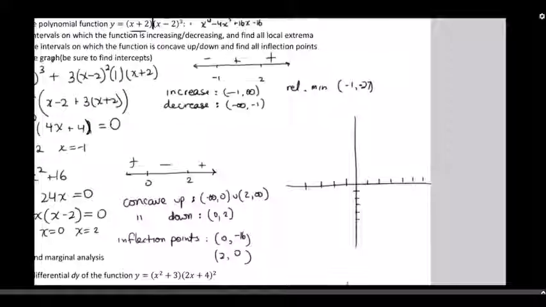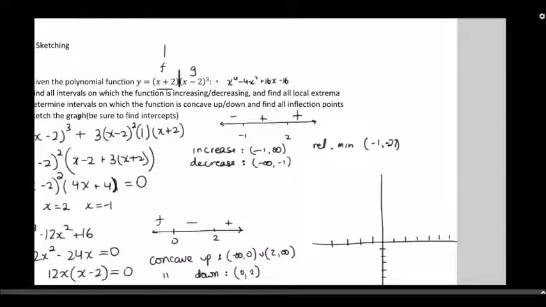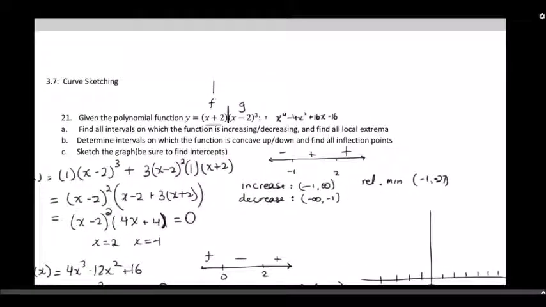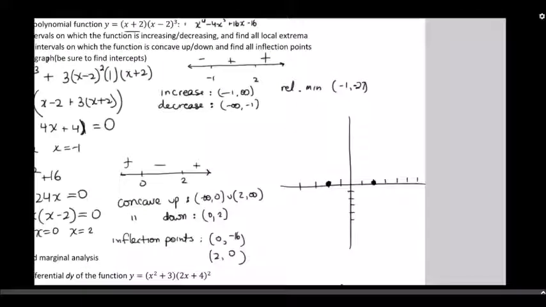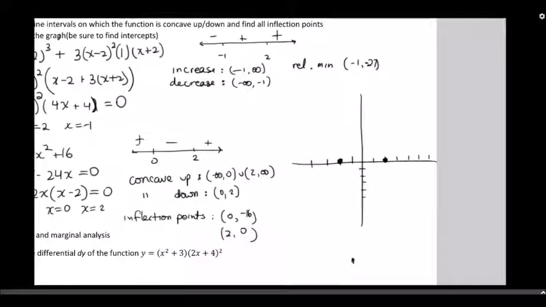Oh, one other thing we need to find before we graph this are intercepts. So, coming back to the original function here, the x-intercepts are going to be negative 2 and positive 2. And we're going to have a y-intercept at negative 16. So let's see, here's my local min. And let's say that that's at negative 27. Let's say that the y-intercept there is at negative 16.